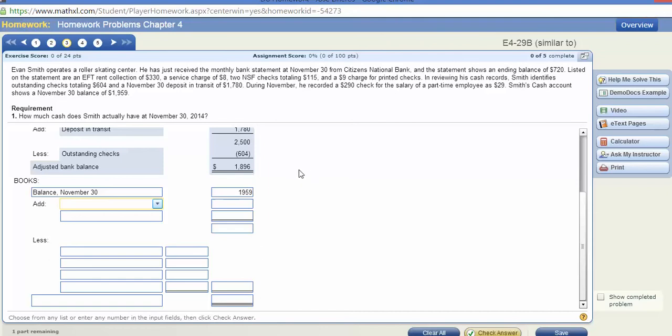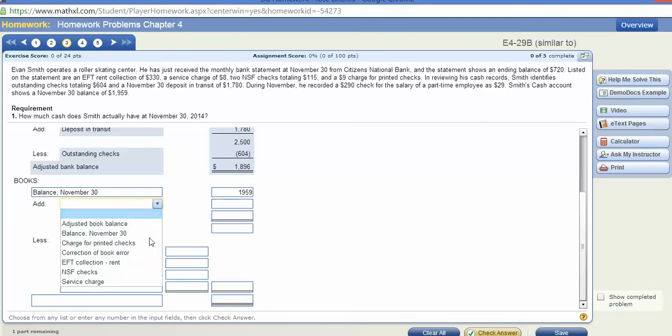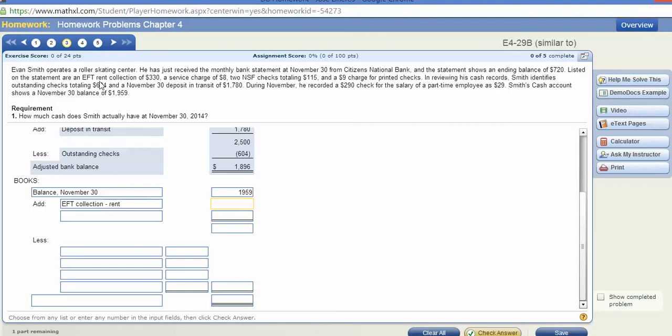One of the things you have here is the EFT rent collection, the electronic funds transfer rent collection. This is something that goes straight into the bank, so it does not go through the company's books. Because it does not go through the company's books, there's no way the books could have that amount in it. The EFT rent collection is added to the 1959 after you get the statement showing it's been drafted in. So let's add that in. EFT collection, and it's 330.